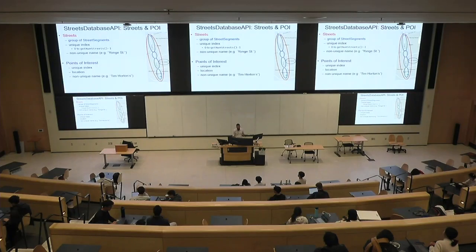The second type that you're going to use is called points of interest. These are basically interesting points in the city. For example, a Tim Hortons or a McDonald's. These are interesting features in the city that have their own unique index and location, latitude and longitude. And they have a non-unique name again. There are multiple Tim Hortons in the city, so you cannot use the name to identify that point of interest.